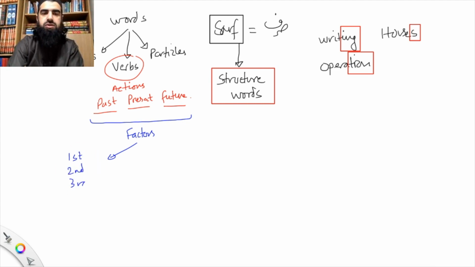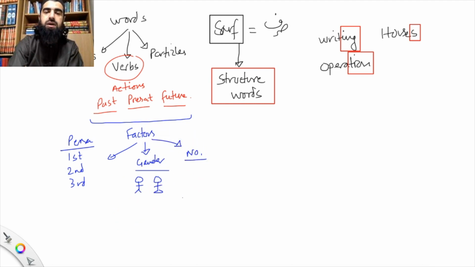So who are you talking to? You could be talking about first person, second person, or third person. So first person would be myself. Second person would be you. Third person would be another person who's not in our conversation. So this is the first one, person. Second is gender. You're either using a verb that's being done by a masculine or by a feminine. Right? So you have masculine verbs, you have feminine verbs, and finally the number.